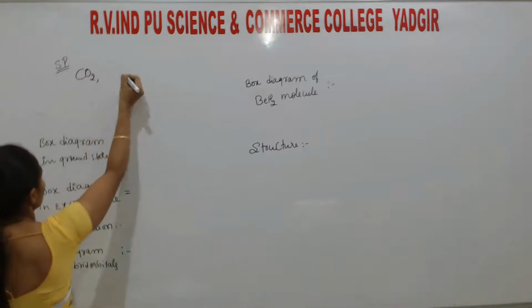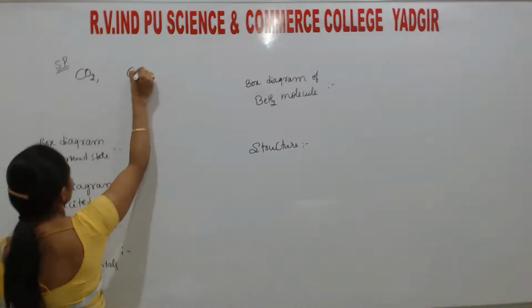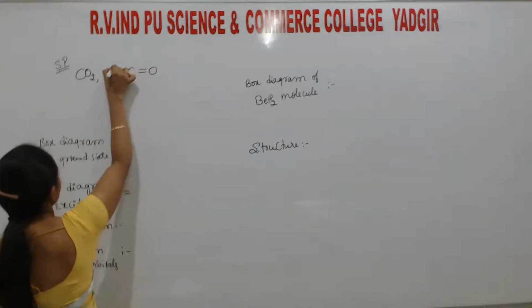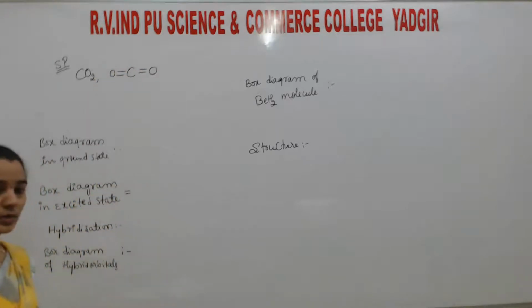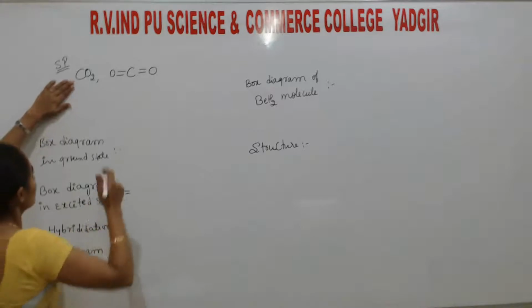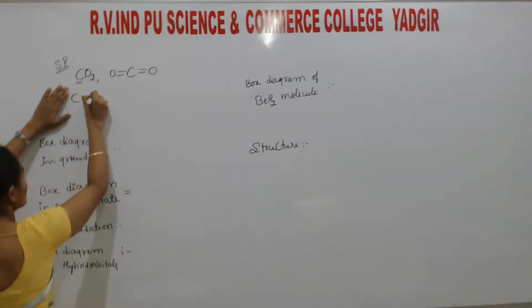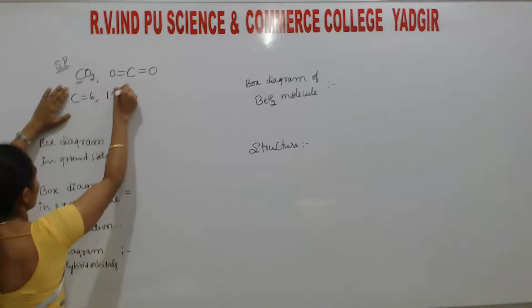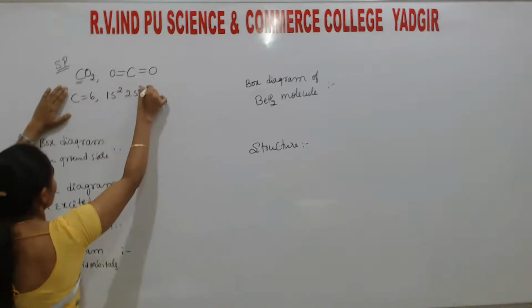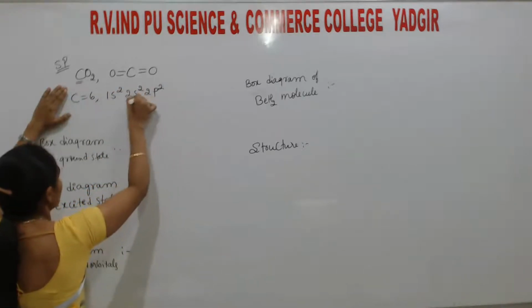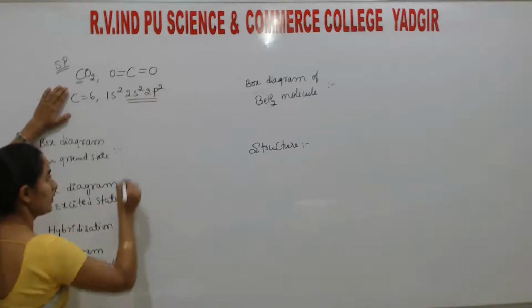CO2 molecule means O double bond C double bond O. So students, here the central atom is what? Carbon. Carbon's atomic number is 6, and its configuration is 1s2, 2s2, 2p2. So this is the organization.